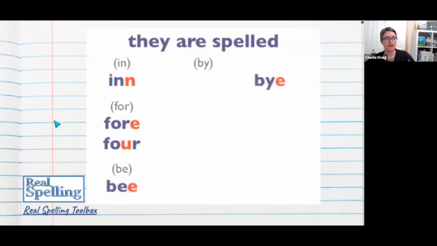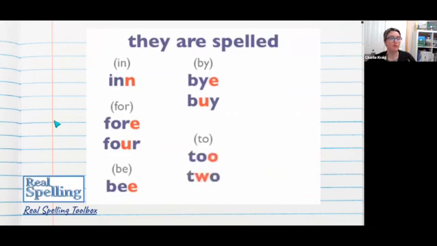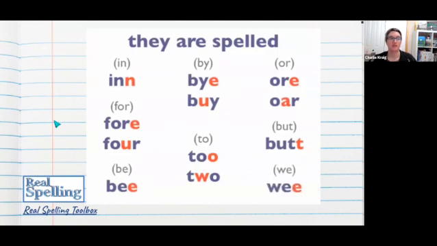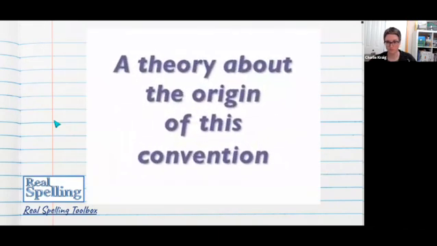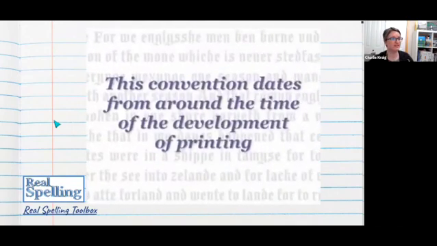So we've got 4 F-O-R-E and F-O-U-R because there are times when we need to look to other grapheme combinations to make those same sounds. And so this is one of those times where the phonology of things comes into play. So there are examples where it's doubled, and then there are examples where that's not how we get around the phonology of things. The theory about the origin of this convention dates all the way back to the development of the printing press.